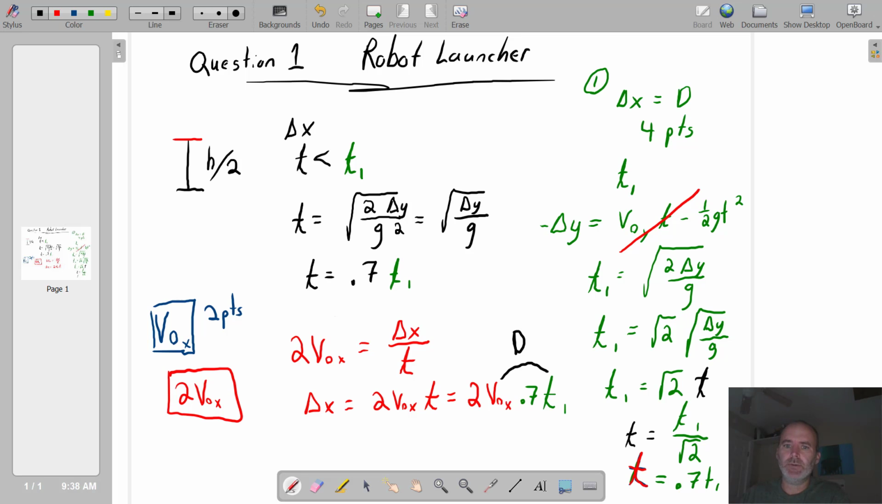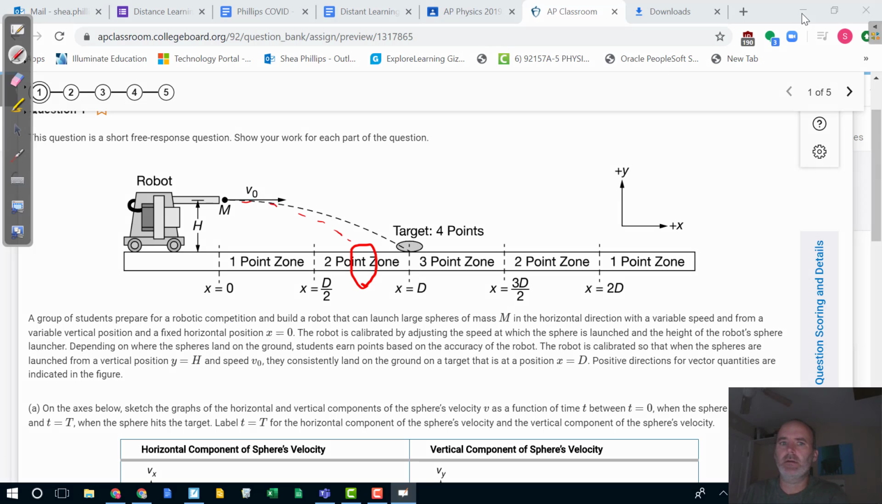That's d. So what I have here is delta x is equal to, well, v0x times t1 is d. So I have 2 times 0.7, and then I have d. Okay, well, 2 times 7 is 14, so 2 times 0.7 is 1.4. 1.4d. Okay, let's see how far 1.4d would be.